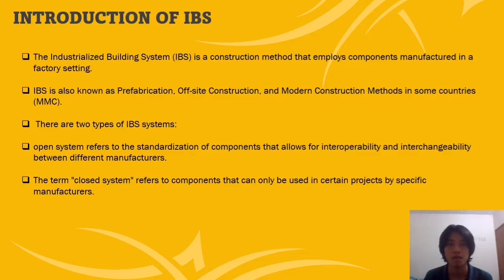There are two types of IBS system. The first one is the open system, which refers to the standardization of components that allows for interoperability and interchangeability between different manufacturers. The second is the closed system, which refers to components that can only be used in certain projects by specific manufacturers.